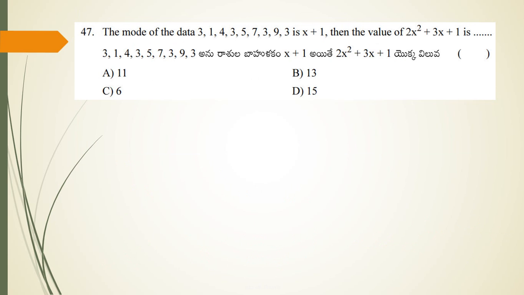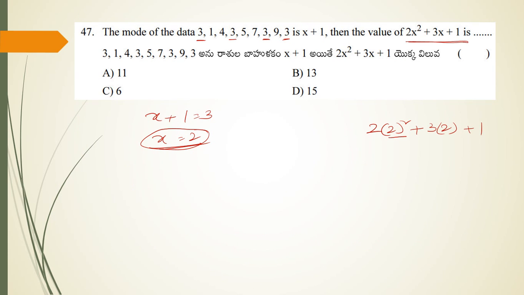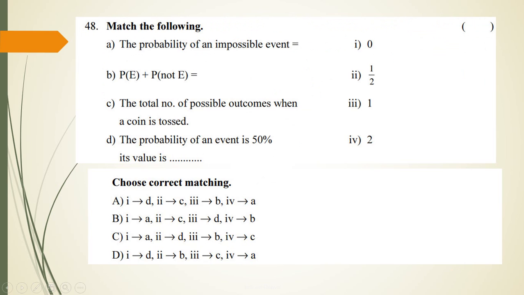Next, moving on to question number 47. If you observe here, mode of the data: which number is repeated more number of times? It is nothing but 3. So clearly x plus 1 is equal to 3, so x is equal to 2. Since x is equal to 2, we need to find this value: 2 into 2 square plus 3 into 2 plus 1. So 2 square is 4, 4 2s are 8, plus 3 2s are 6, plus 1. So 8 plus 6 is 14, plus 1 is 15. So the answer is 15.